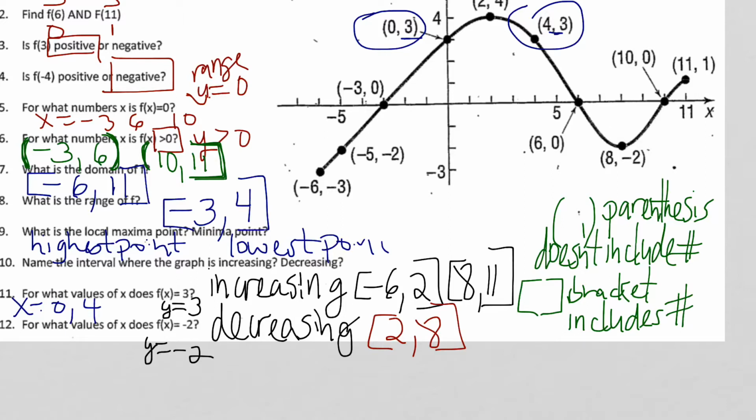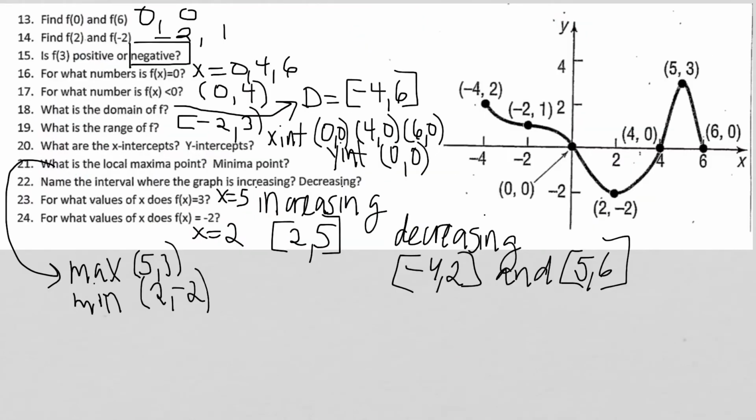Okay, take a look at 12. For what x values does f of x equal -2? So I'm looking, where is -2 the output, the y? I see one here and I see one here. So my x values are -5 and 8.